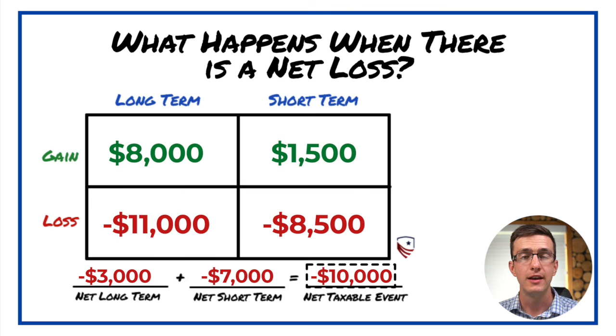But let's look at a different situation where rather than having net gains, we had net losses. And so let's take an investor that had a pretty bumpy year in investing, and they sold off some stock in both categories, short-term and long-term, and both were at a net loss. So in this situation, we're going to look at $3,000 in net long-term losses and $7,000 in net short-term losses.